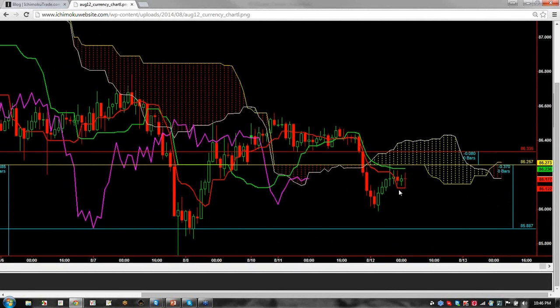So I'm going to go short. What I'm going to do is a pullback to go short either at this green line or yellow line. I chose the yellow line here because that's a stronger resistance. So my entry was here, 86.25.